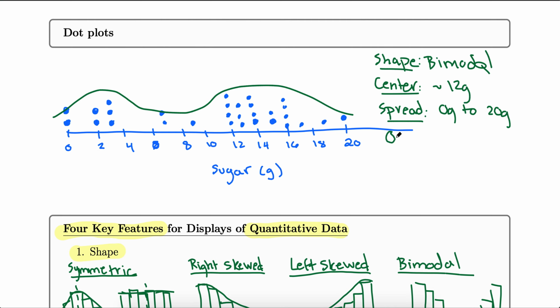And then outliers. It doesn't look like the small points are super far from the rest. Doesn't look like that 20 is really far from the rest, so probably no outliers in this case. So again, 4 key features. Make sure you really know these. We won't spell out, hey, tell me the shape, center, spread. You need to know what those 4 things are.